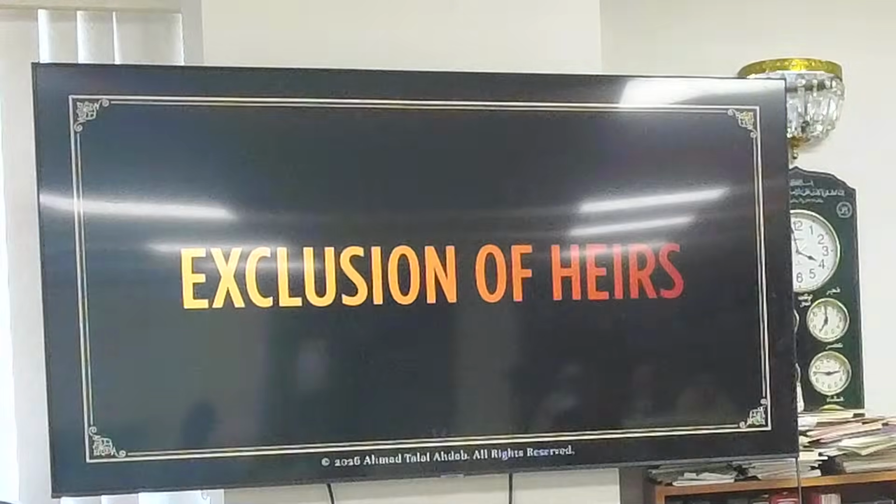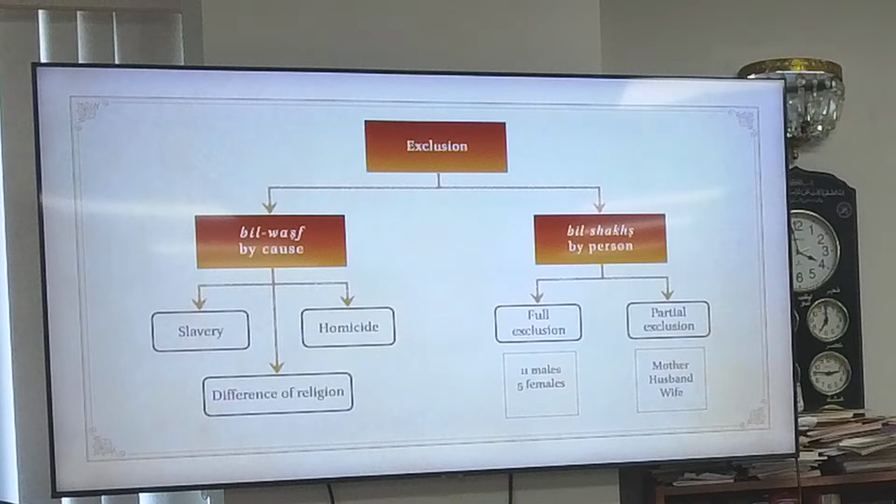So how does exclusion work? Exclusion of heirs is of two types. It's exclusion bil wasf, i.e. by cause or attribute, or exclusion bil shakhs, by person. The exclusion bil wasf, this is what we call mawani', impediments. There is a cause, an attribute that made this person disqualified and barred them completely from inheritance, either slavery or difference of religion or homicide. The exclusion bil shakhs, you can have a full exclusion or partial exclusion. And the excluded can also exclude others. So he's not completely barred or disqualified.